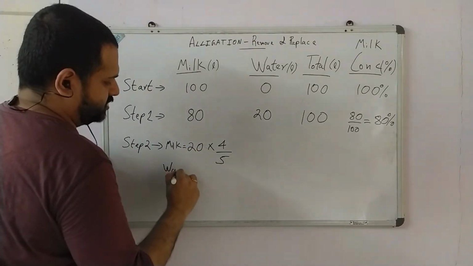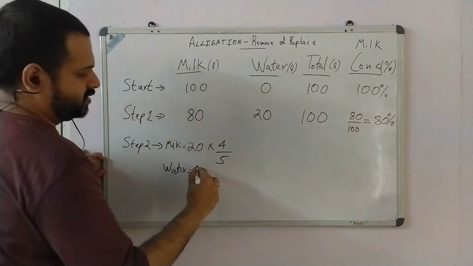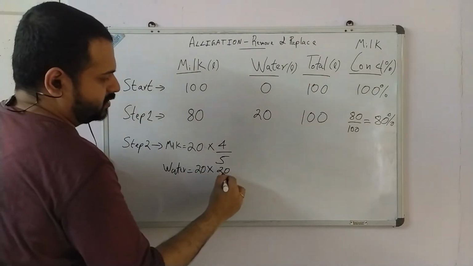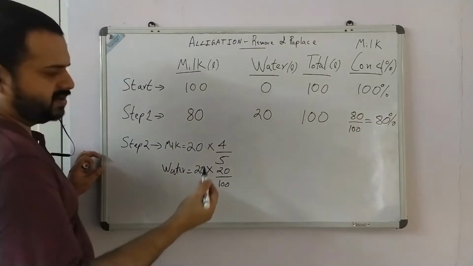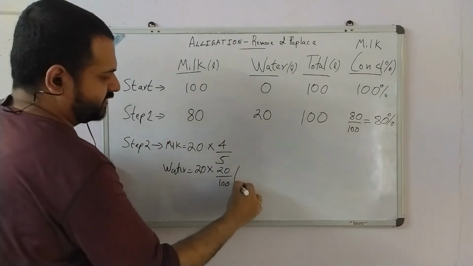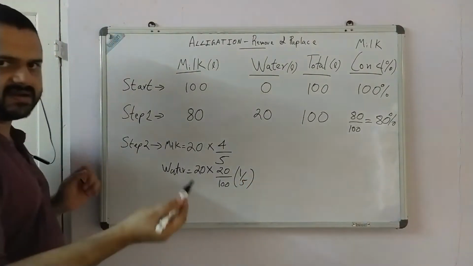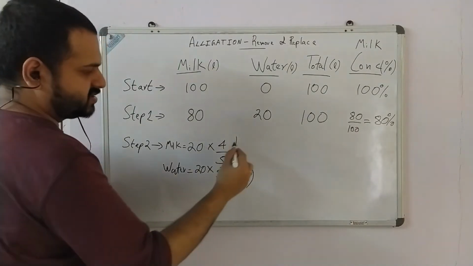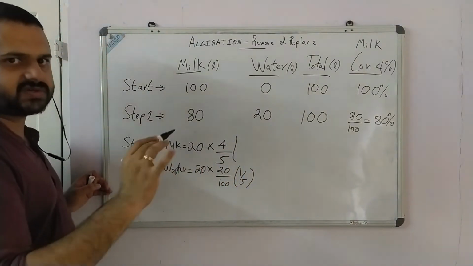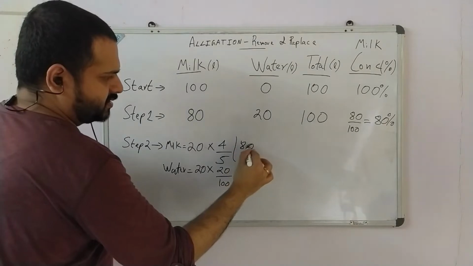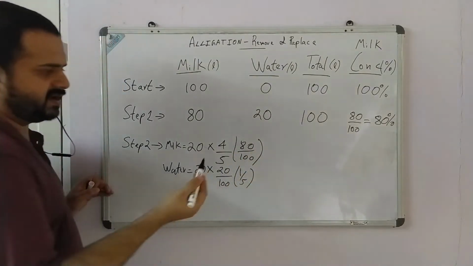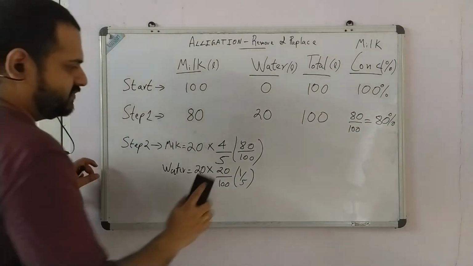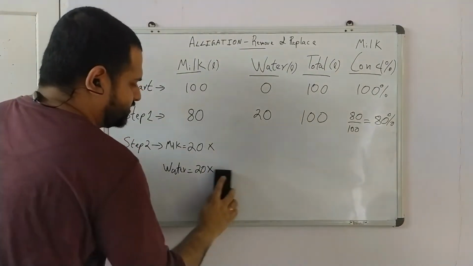And how much water comes out? 20 into 20 by 100 or 20 into 1 by 5, correct? 20 by 100 is nothing but 1 by 5. So that is another way of writing it in case you're not able to understand the concept of ratios or you're getting confused. Just write 80 by 100 or 20 by 100, right? Which is the same as 4 by 5 or 1 by 5, correct? So that's one way in which you won't go wrong. So let me just stick to that so that there's no confusion.